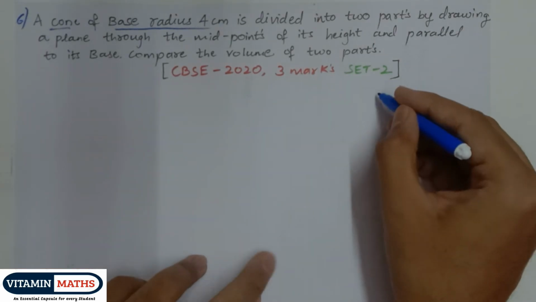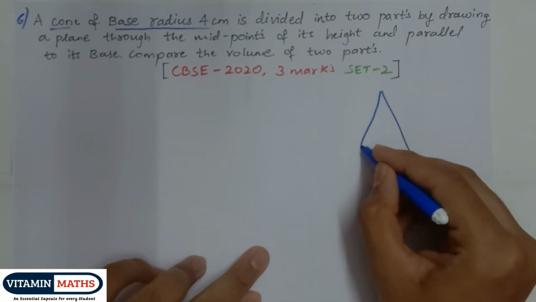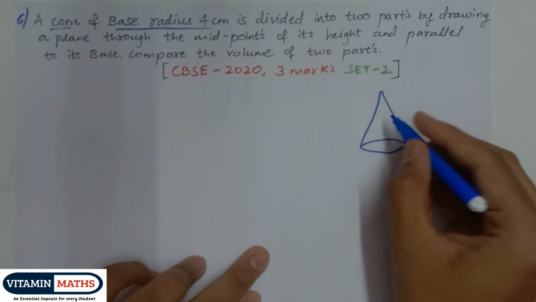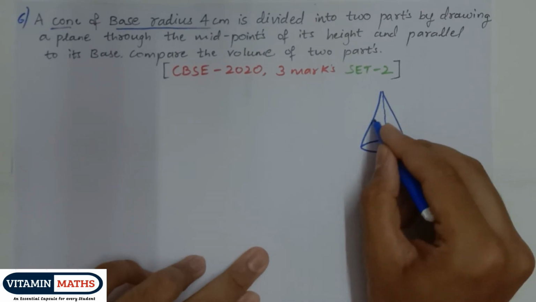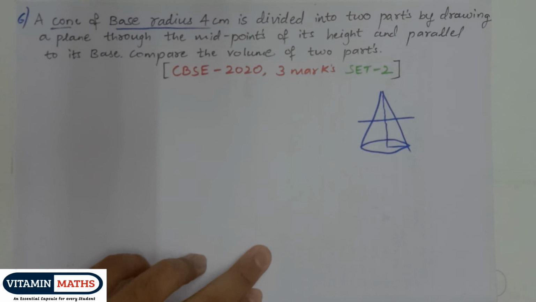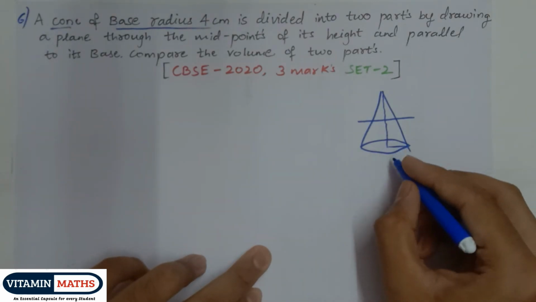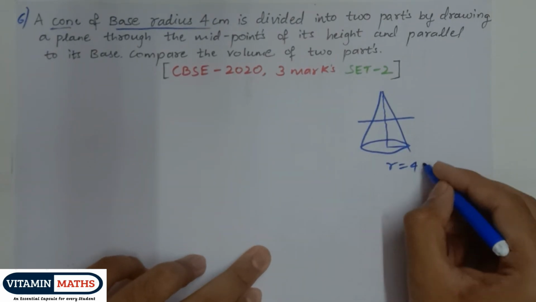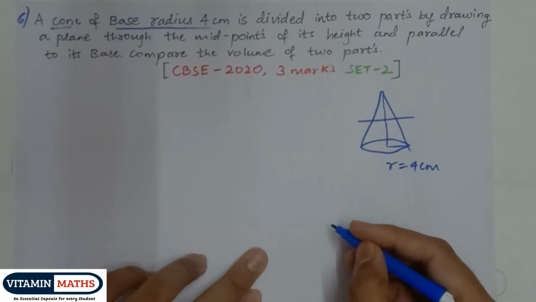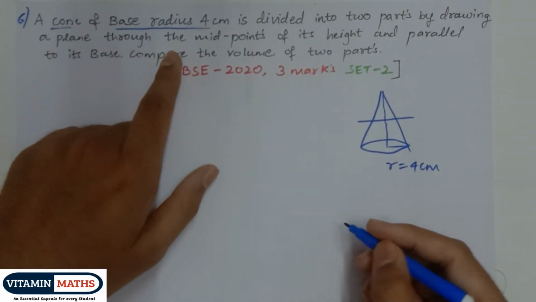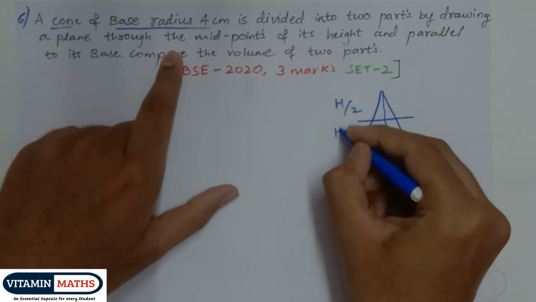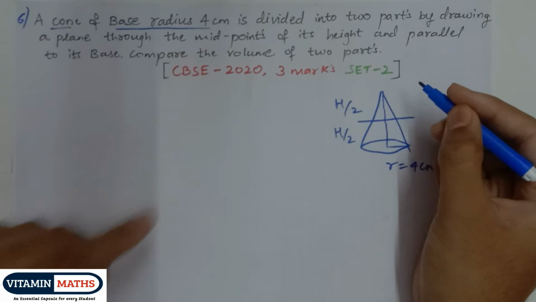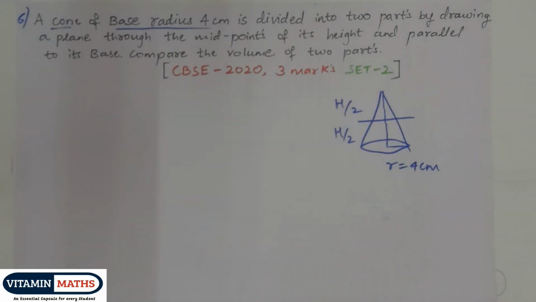So let me draw a cone here first. So this is a cone, and let us assume the plane is cut at the midpoint there. The base radius is 4 centimeter, and it is cut at the midpoint, so the height is h by 2 and h by 2 here, and the plane is parallel to the base. So compare the volume of the two parts.